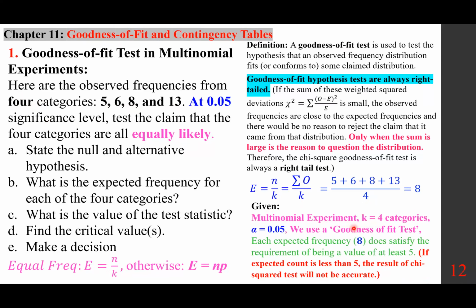Therefore, we are dealing with a multinomial experiment where k is the number of categories, for us 4 here. Alpha is given as 0.05, and therefore we use a goodness of fit test. Each expected frequency that we calculated is 8, thus satisfying the requirement of being at least 5, because if the expected count is less than 5, the result of the chi-squared test will not be accurate. By the way, we normally go with a right-tail test. I will explain what happens if we go with a two-tail test, but normally it's a right-tail test.